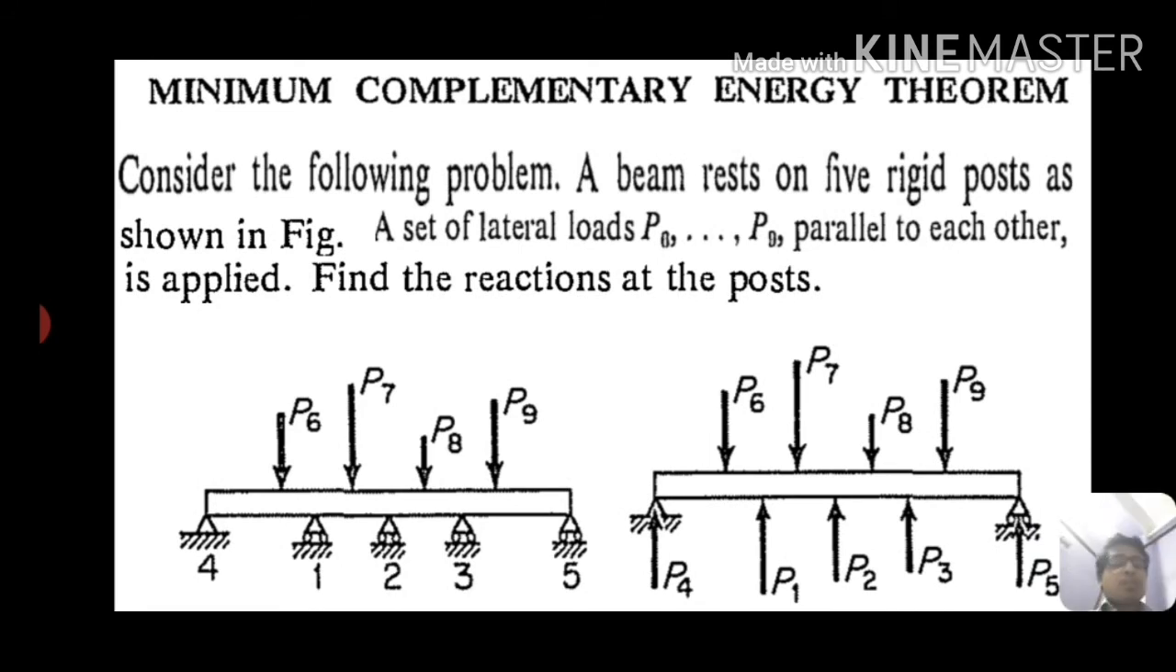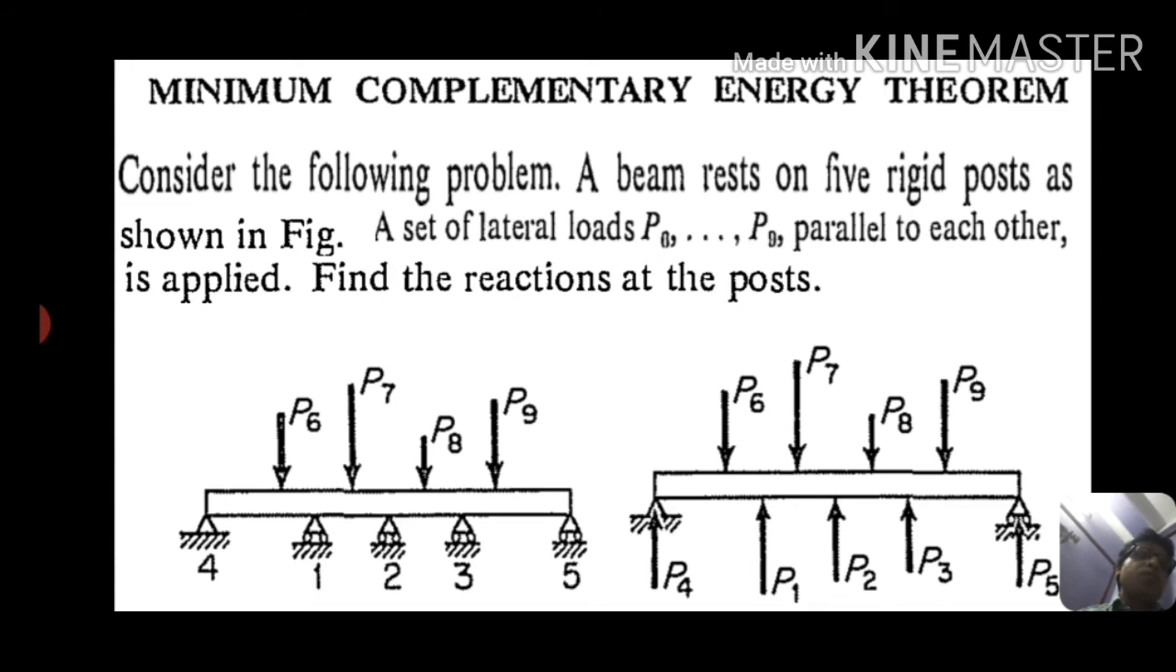consider the following problem. A beam rests on 5 rigid posts as shown in the figure. A set of loads P6, P7, P8 and P9 parallel to each other is applied. Find the reaction at the post. The problem can be solved as follows.